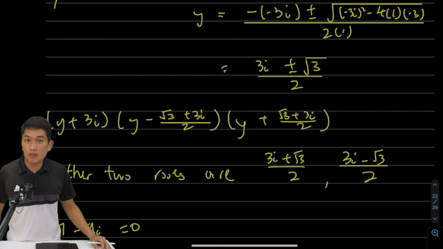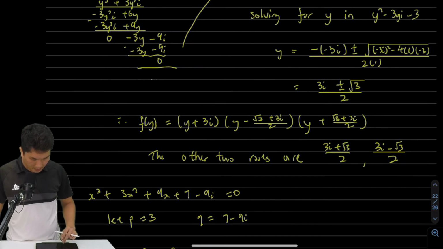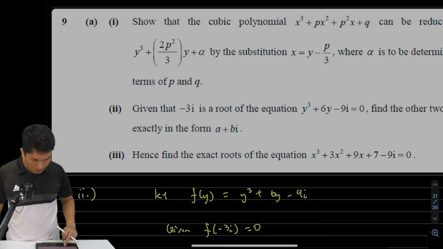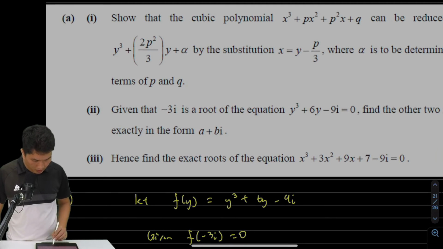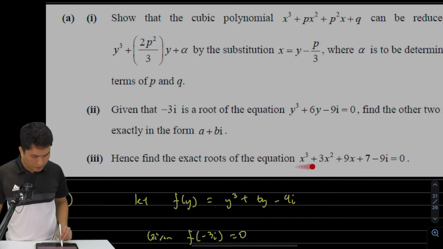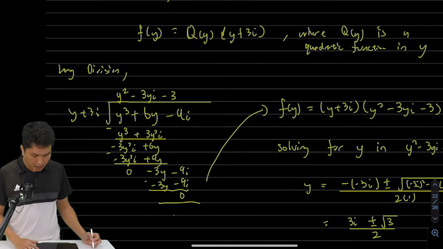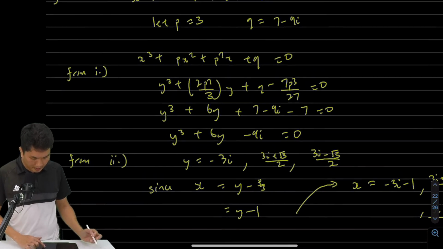Now moving on to part 3. Part 3 says, let's go back to the question first. The question says, can you solve this equation? And this equation looks very familiar to this one from part 1. If you look carefully at this one, which is what we're given in part 3, it looks very similar to this if I let P equal to 3 and Q equal to 7 minus 9i.